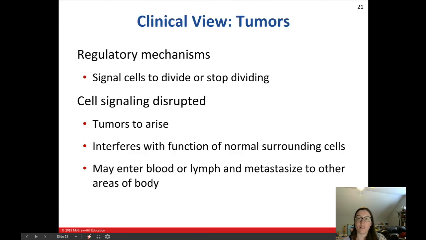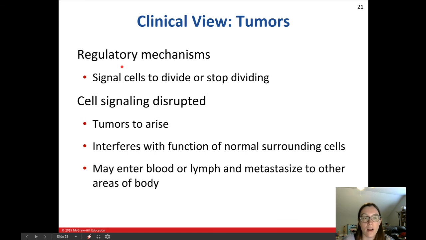I really quickly wanted to mention a little bit about tumors. Tumors are usually basically uncontrolled cell division, so the cell is dividing more than it should be. A lot of times the regulatory mechanisms, the things that normally signal the cells to divide or stop dividing, don't work as well. Some sort of cell signaling is disrupted.